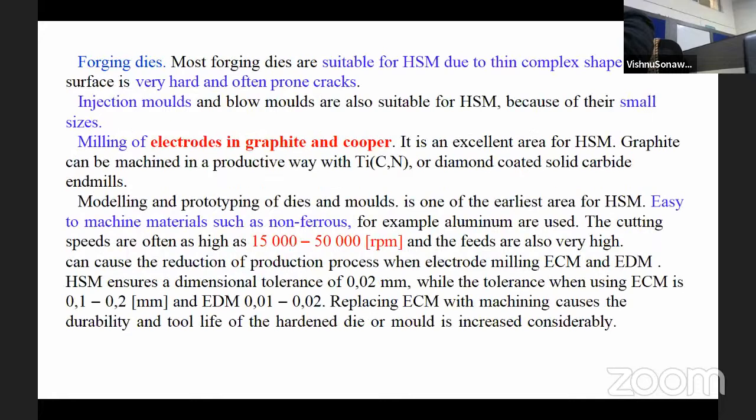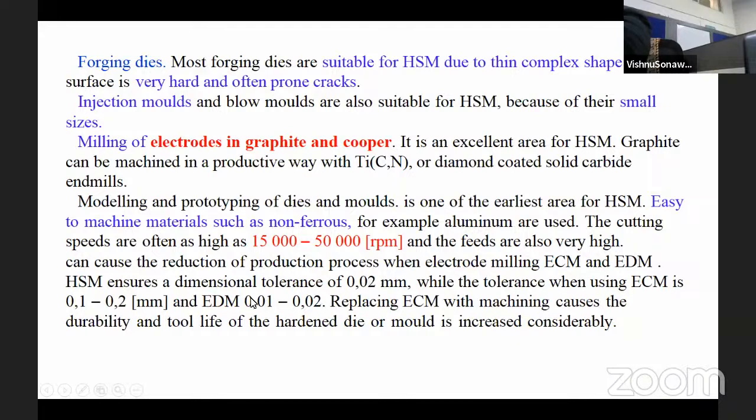Here are these forging dies for high speed machining. Here we can manufacture thin walled complex shaped parts, and these forging dies are a very hard material and prone to cracks. And the injection molds, that is the male and female components, are suitable for high speed machining because of the small sizes. And for prototyping of these die and mold materials, here it is 15,000 to 50,000 revolutions per minute. Here for this cutting tool material, the feeds we can give are also very high, and this causes a reduction of the production process time, isn't it?